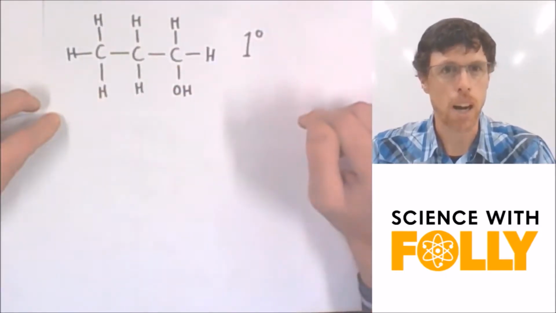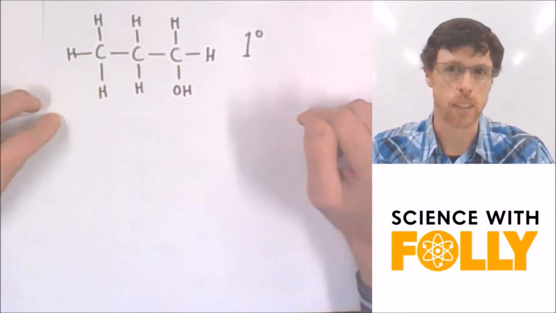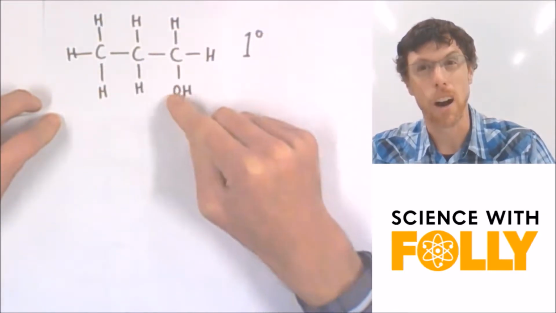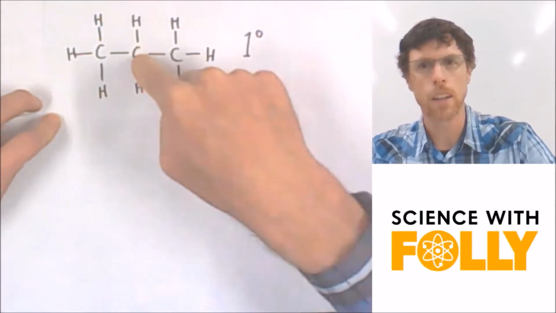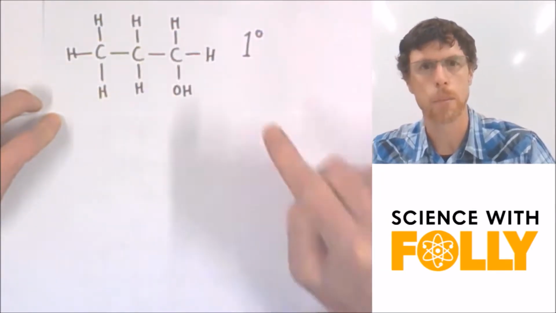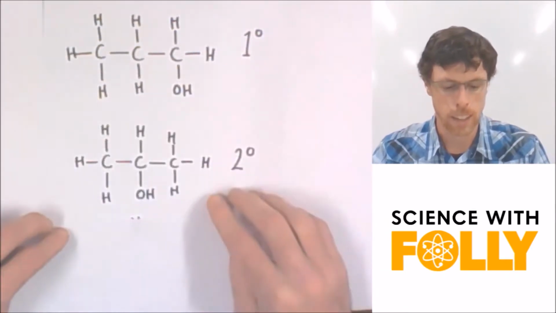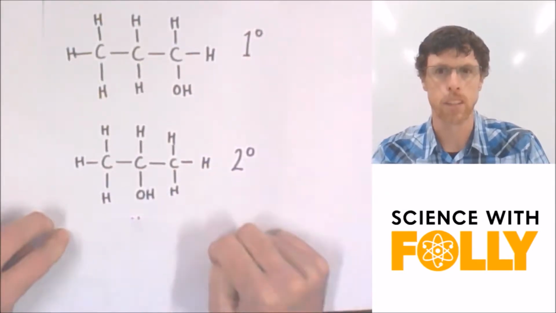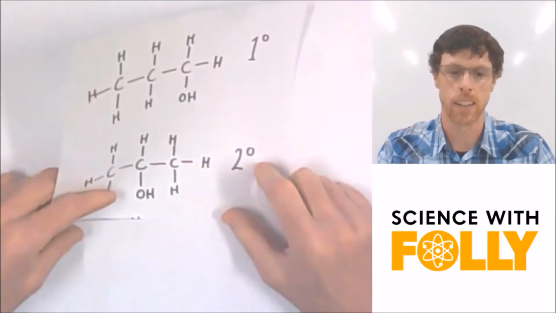We can also have primary, secondary, and tertiary alcohols. If we look at this alcohol here, the carbon with the hydroxyl group on it has only got 1 carbon coming off it, so it's a primary alcohol. Down here, the carbon with the hydroxyl group has got 2 carbons coming off it, so it's a secondary alcohol.